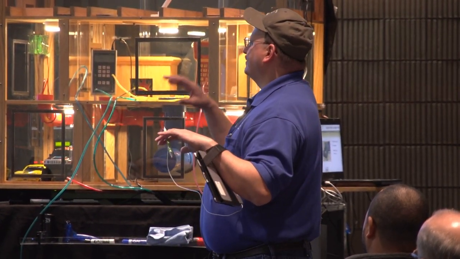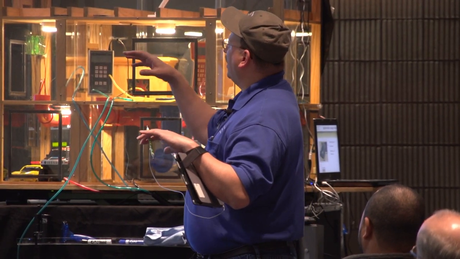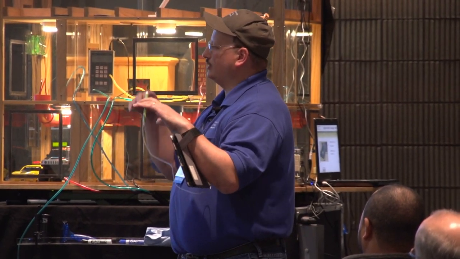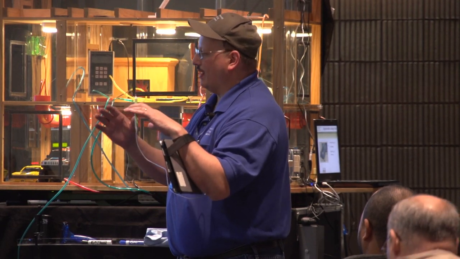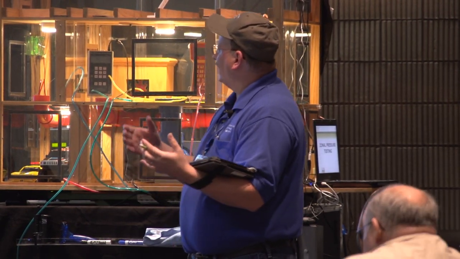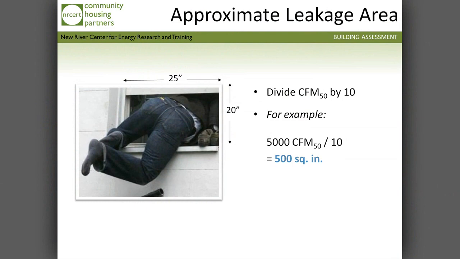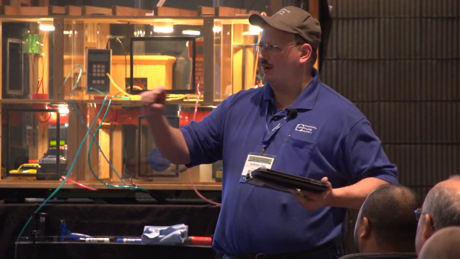So it's not a perfect way, but what they call an approximate leakage area. You could take your blower door number, divide it by 10, or knock off the last digit. If it was 5,000, dividing by 10 or taking off the last digit would give you 500. Well, if it was 4,000, like I mentioned, it'd be 400, right? It'd be 400 square inches. And I've done this a little bit, just playing around with training.